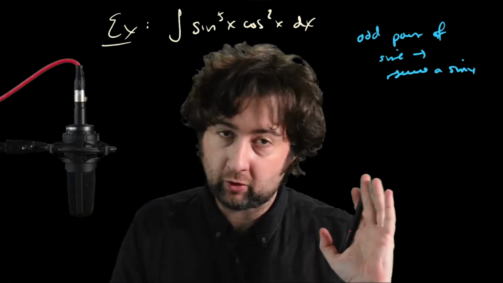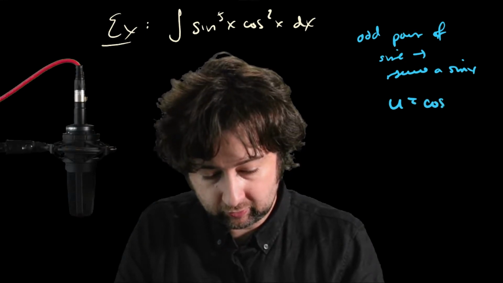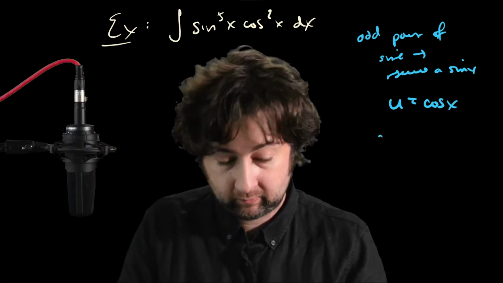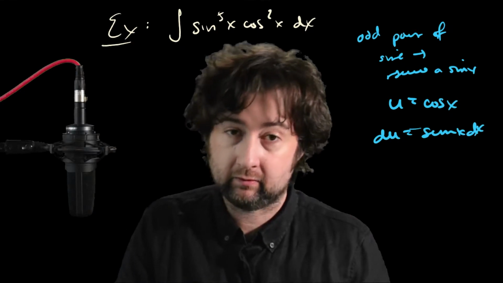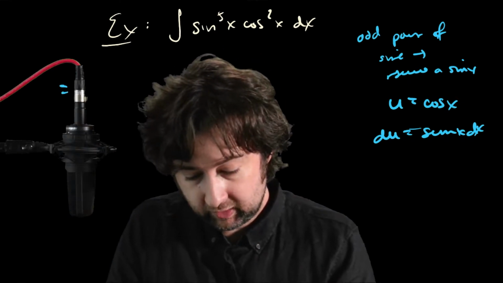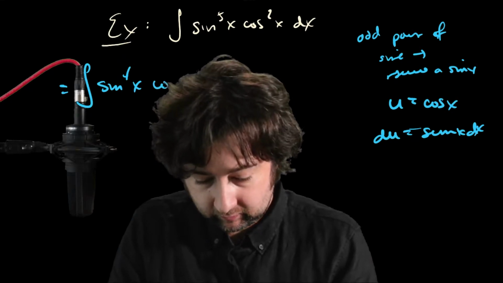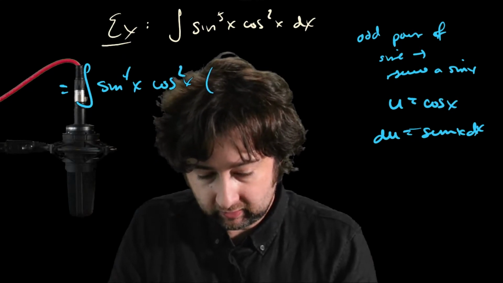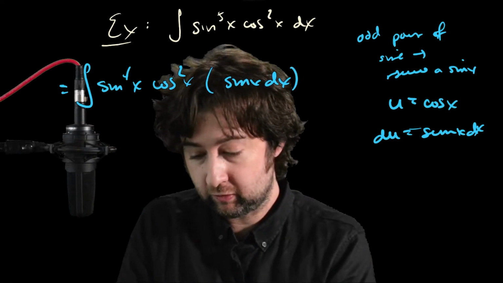And then we're going to convert the whole rest of the problem into cosine so that we have the substitution u is equal to the cosine of x, because du will be sine of x dx in that case, negative sine x dx. How do we do that? Well, we'll start by writing this as sine to the fourth of x cosine squared of x, and then the reserved copy of sine that we're going to use for our du over here.